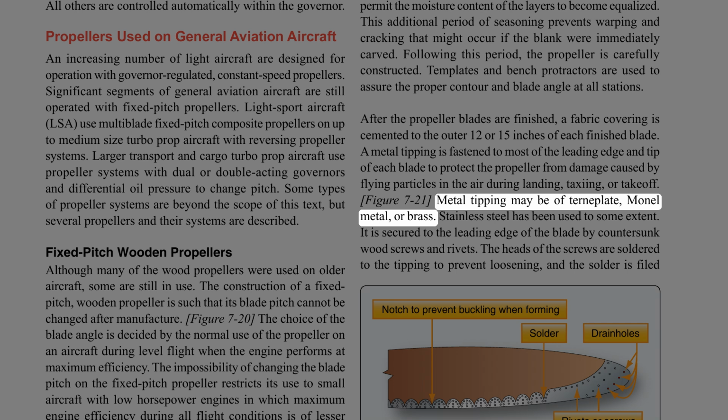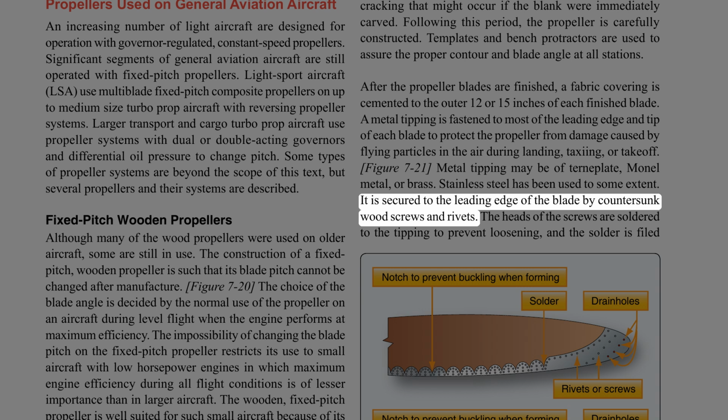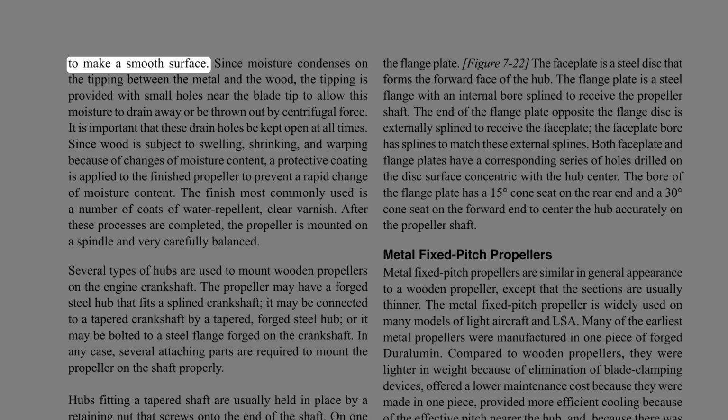Metal tipping may be of turnplate, monometal, or brass. Stainless steel has been used to some extent. It is secured to the leading edge of the blade by countersunk wood screws and rivets. The heads of the screws are soldered to the tipping to prevent loosening, and the solder is filed to make a smooth surface.